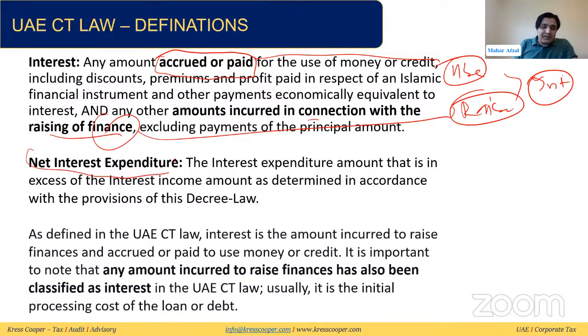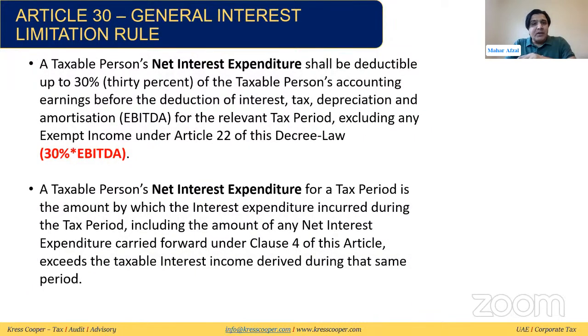Then they said net interest expenditure. Net interest is interest expense less interest income. So net interest capping rules are applicable on the net interest. So we need to net it out. What is interest income? What is interest expense? Then we need to apply the interest capping rules. So we know the interest, we know the reasons for the implementation of interest capping rules, and we know the net interest. So any amount incurred to raise the finances will also be considered as interest, as we discussed. So these are the general interest capping rules.